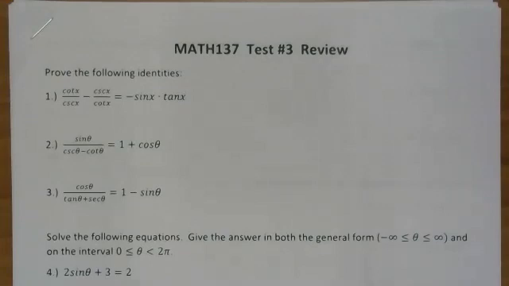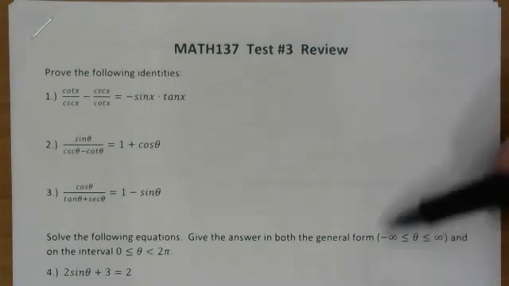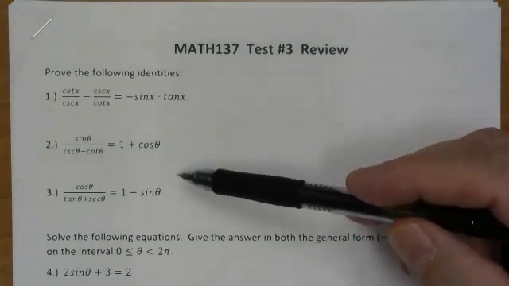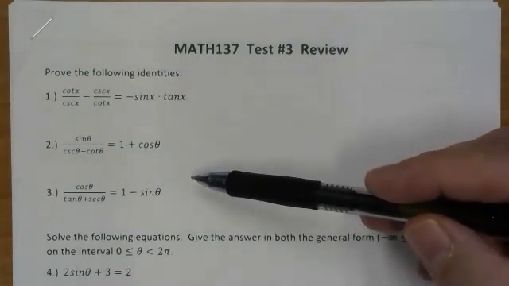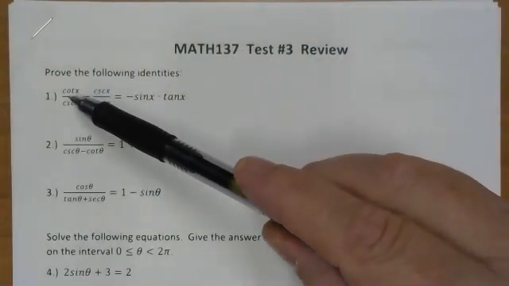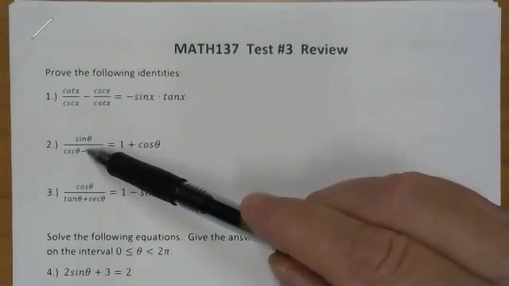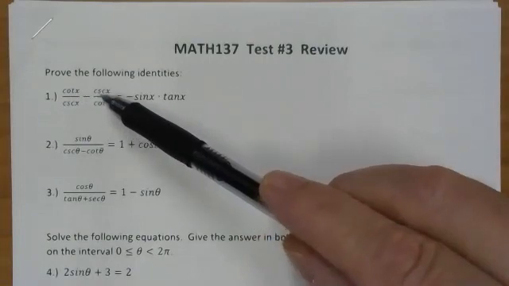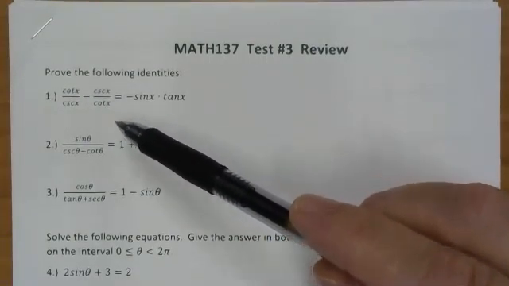I'm now going to try and work through the problems on this Math 137 test number 3 review. So here's the review. You can see the first 3 problems are trig identities. I'm going to go ahead and do these on a separate piece of paper, but on all these, I will be working with the left-hand side and then try and get the left-hand side to equal the right-hand side.